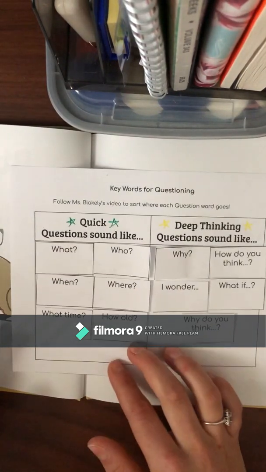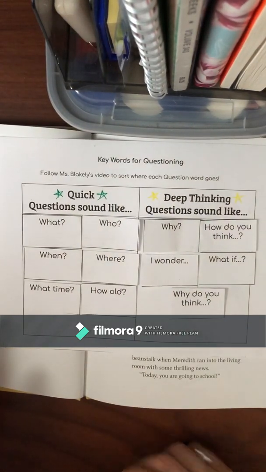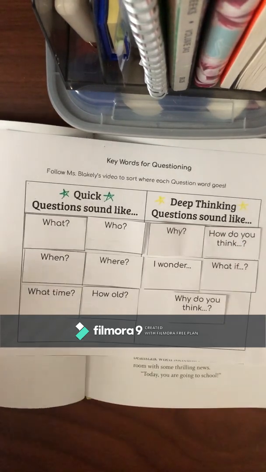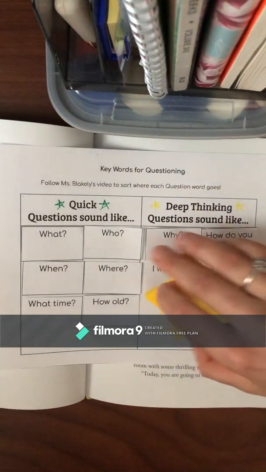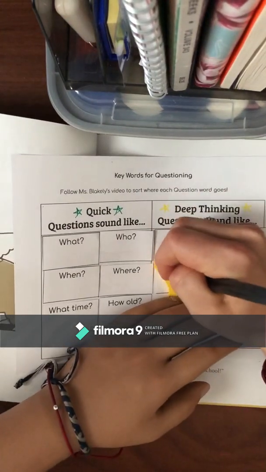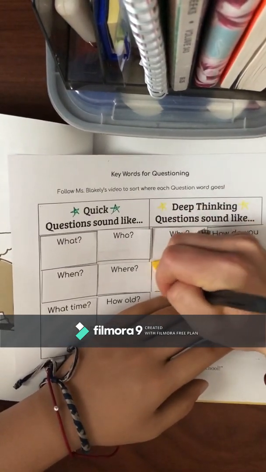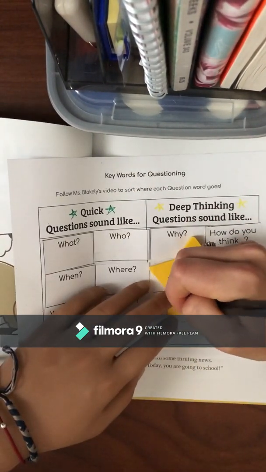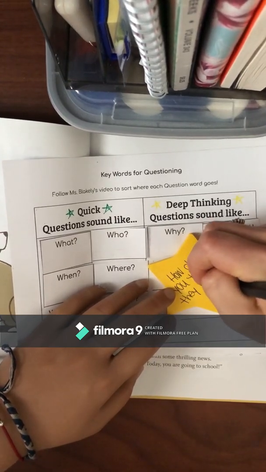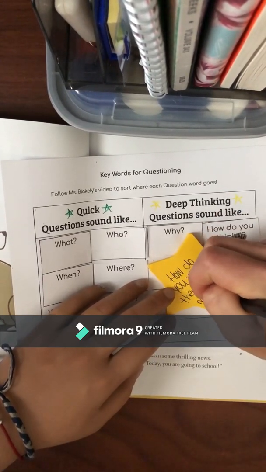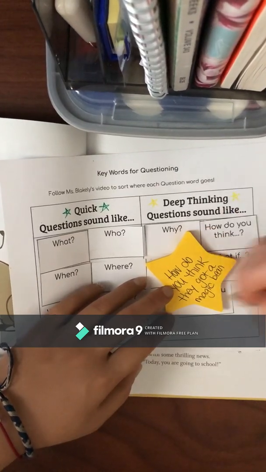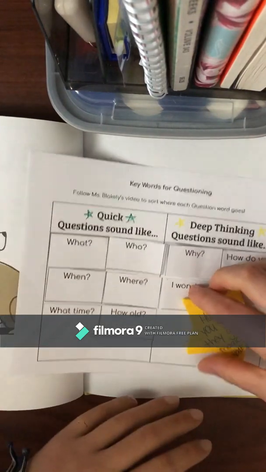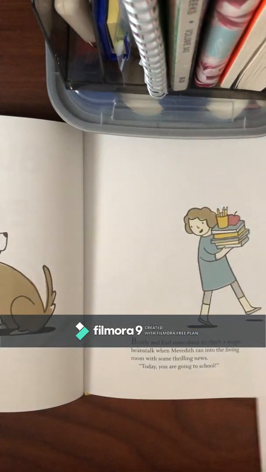What kind of questions could you ask? Well, I have a few. My first question would be, how did they get a magic beanstalk? So I'm going to look at my chart. Well, that actually fits into my deep thinking questions. How do you think they got a beanstalk? So I'm going to take my sticky pad, and I'm going to write that question down. How do you think they got a magic beanstalk? Question mark. All right, and I'm going to go ahead and I'm going to stick it onto my page.